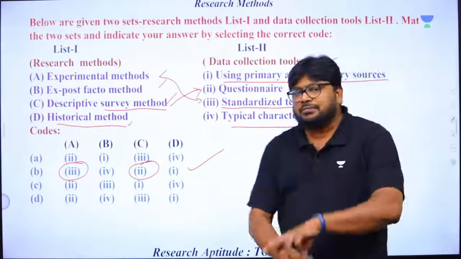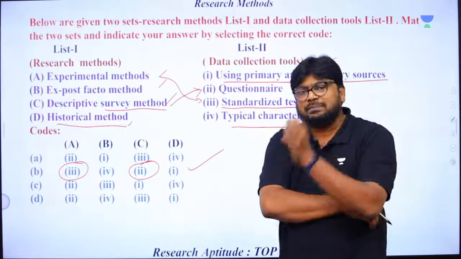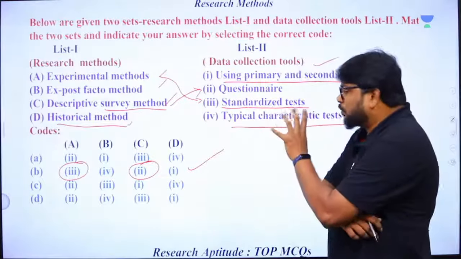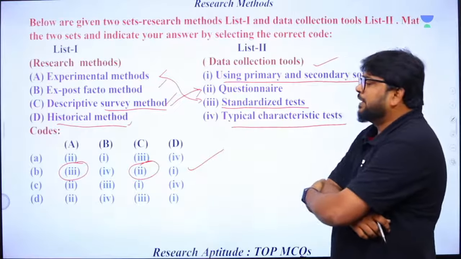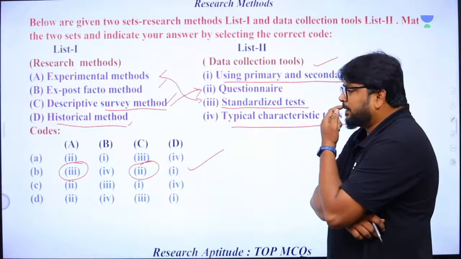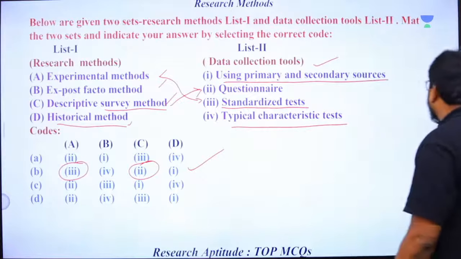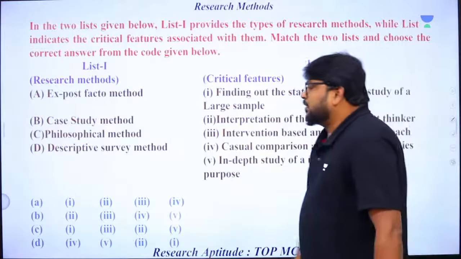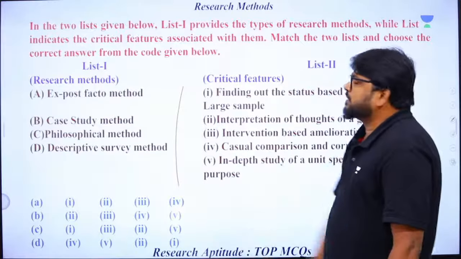In historical method also, primary and secondary sources of data are very important. It will also be there in historical method, my dear friends. So the answer for this particular question is B, for your understanding purpose, which is very important. Keeping that in mind, we have one more question related to research methods.